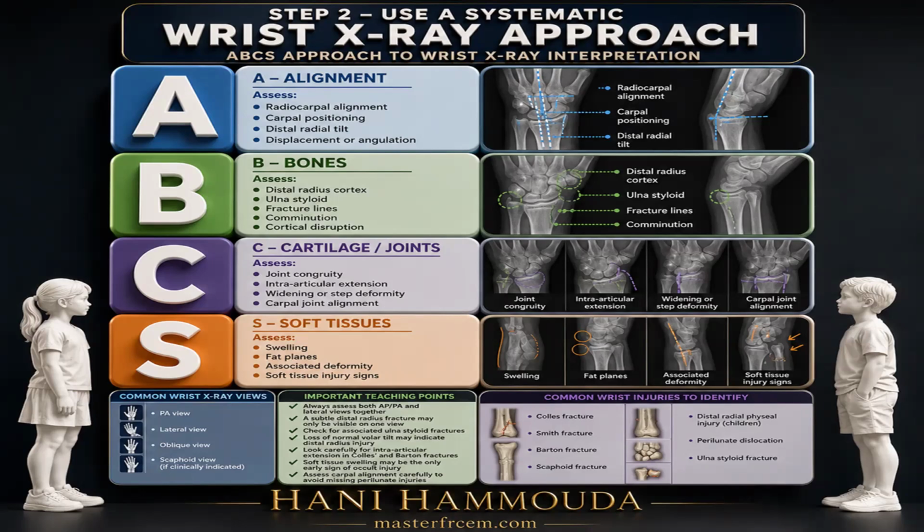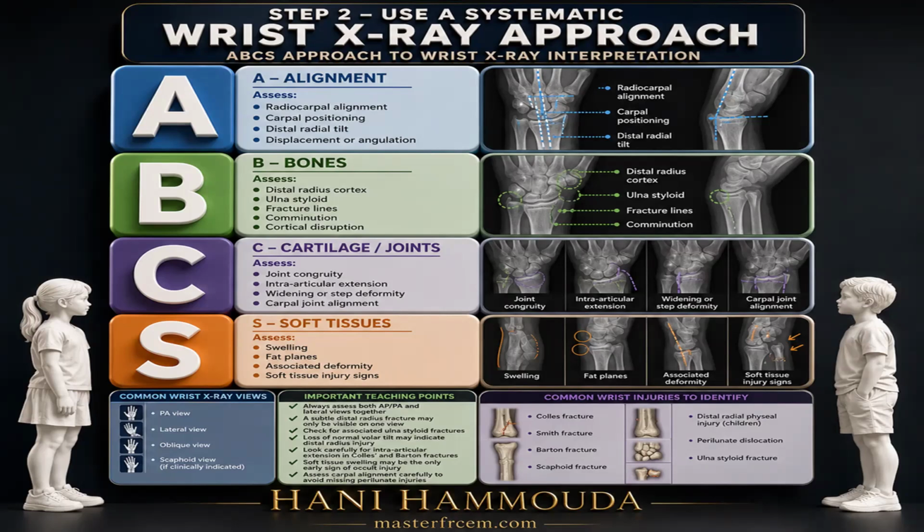Okay, we will now proceed with soft tissues. In soft tissue, we will appreciate any fat plane, any swelling, any associated deformity, or any injuries in the soft tissues. Then we will discuss the common fractures that we can appreciate on the wrist.